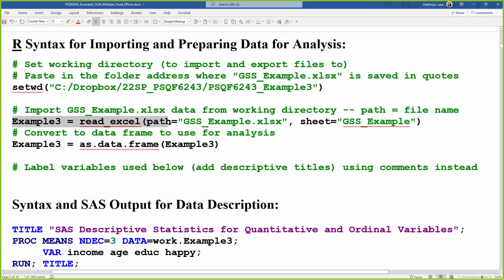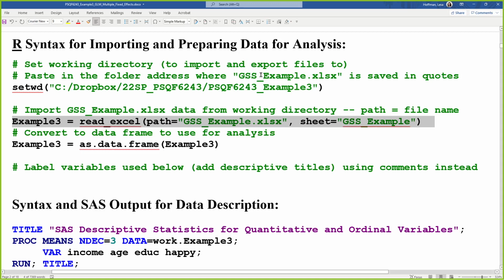If you run this code, by the way, and you get an error, what have you possibly done wrong? What if it says, I don't know what read Excel is, in angry red font? Yeah, you haven't loaded your package.